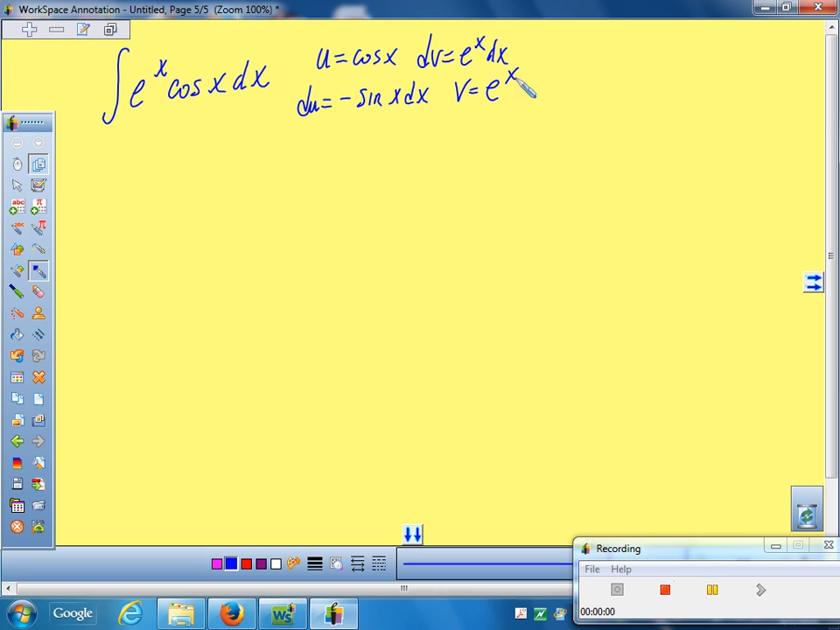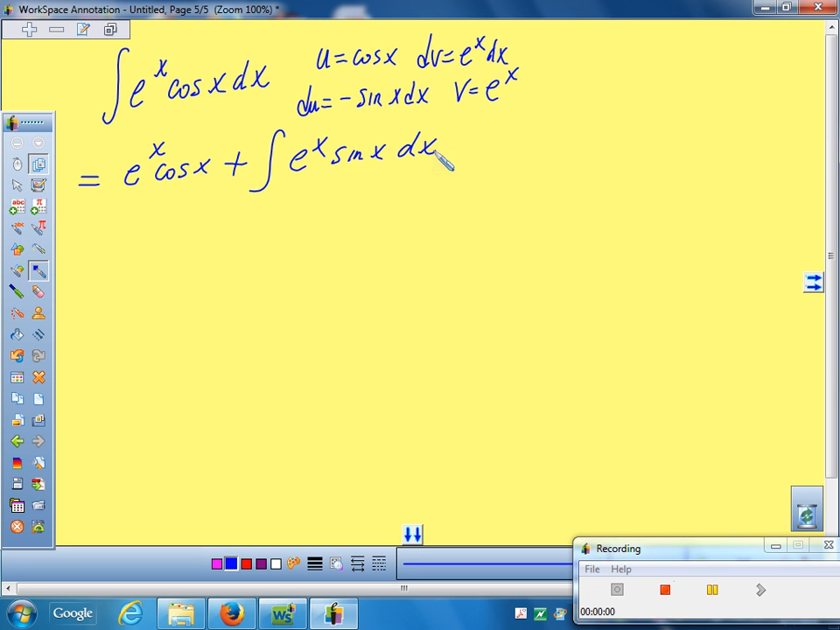So now, u times v. I'm doing u times v minus the integration of negative sine of x. Okay, it's going to be v, so can't I take the negative and make it be a plus then? So it's going to be plus e to the x times sine of x, isn't it? That's not the same thing. Nope, it's not the same thing.